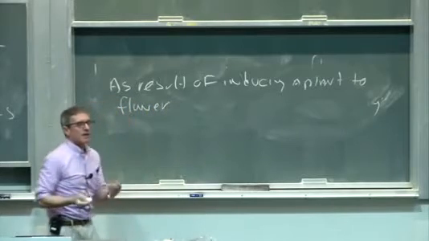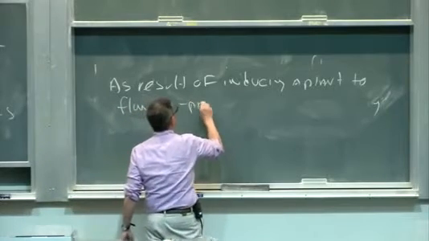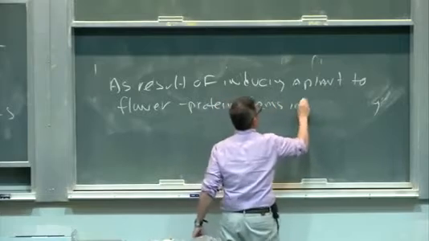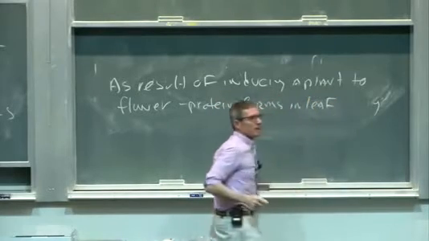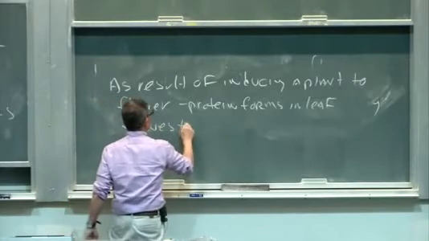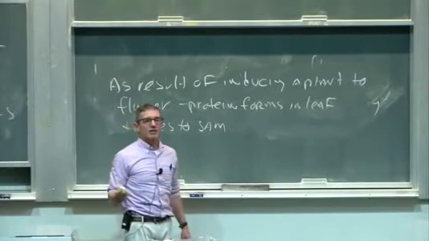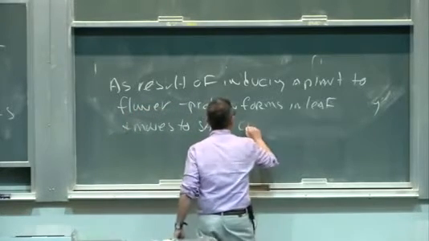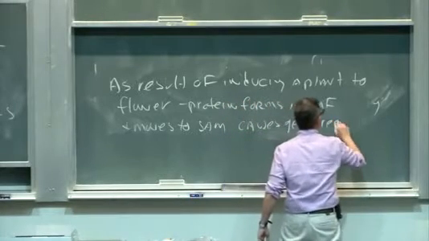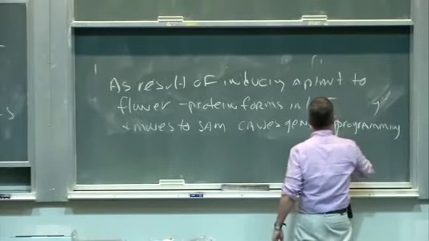A protein is released from the leaf. We have identified this protein. A protein forms and moves to the apical meristem and causes gene activation and flowering, or gene reprogramming, if you want to put it that way, and flowering.